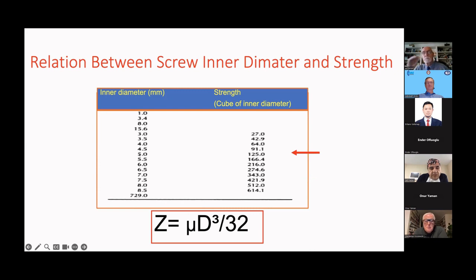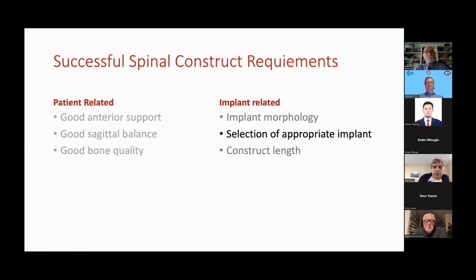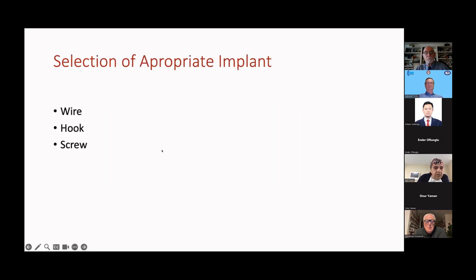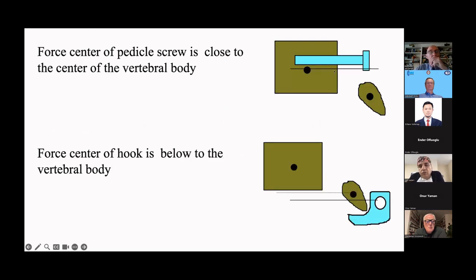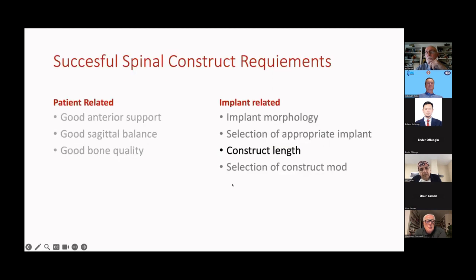For example, in a screw with 5 millimeter diameter, the strength is 125, but if it is 6 millimeter, the strength is 216, almost twice that of the 5 millimeter. This is very important. Therefore, in osteoporotic cases, it's better to use a thicker screw. Selection of appropriate implant is also important, especially in selected scoliosis or osteoporotic cases. We can also choose an additional hook for stability. But we should know that the force center for a pedicle screw is close to the center of the vertebral body, but the force center for a hook is below the vertebral body.